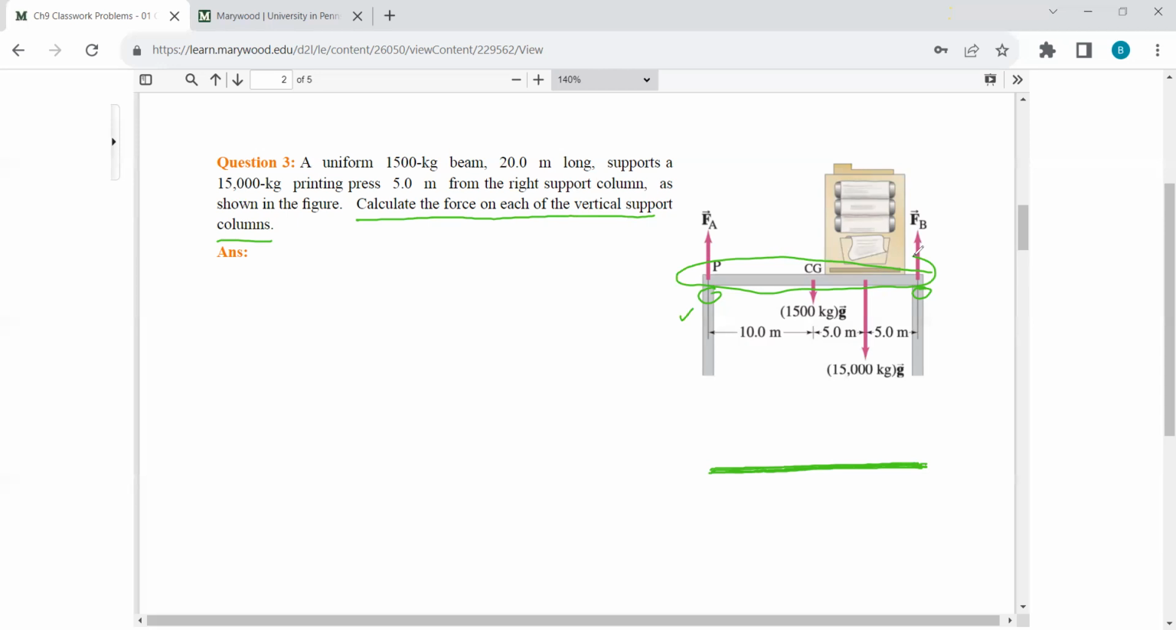So what are the forces that are acting on the horizontal beam? One is gravity, right? The gravitational force for this beam itself, acting at the center. This is the weight of this beam. There is also a printing press, the heavy machine. For the heavy machine, we have another gravitational force, and let me call it capital Mg. So these are the two forces.